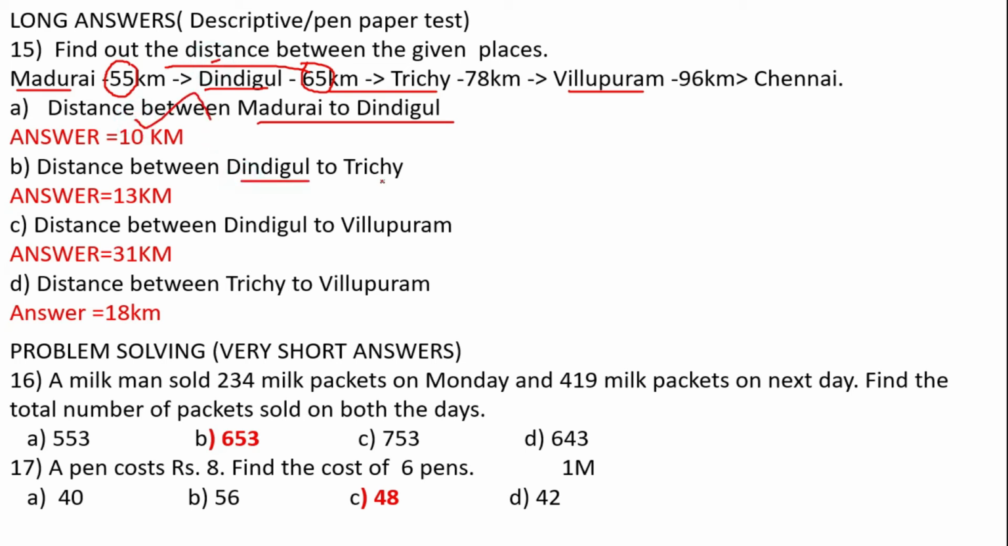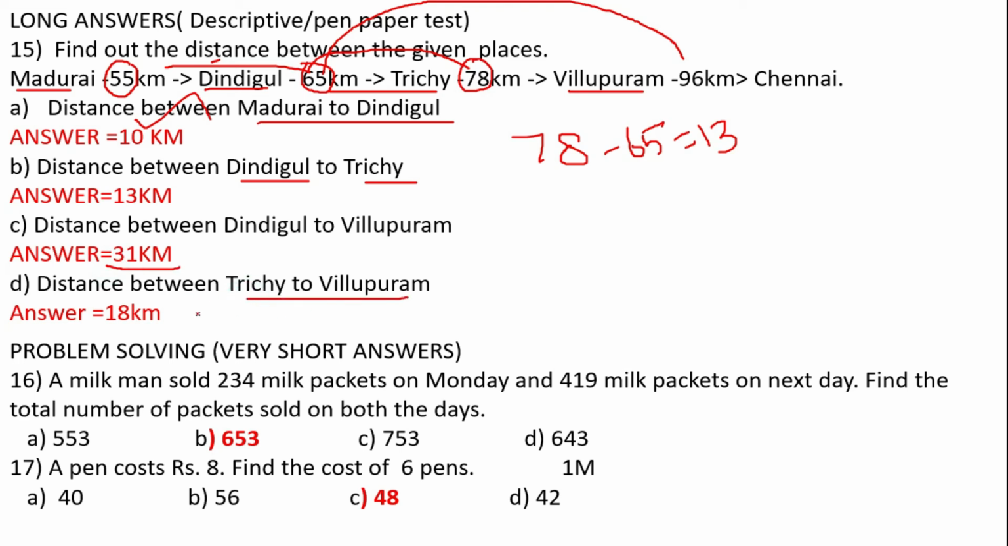Distance between Tindukal and Trichy, again Tindukal 65, Trichy 78. You subtract 78 minus 65. You will be getting 13 km. Distance between Tindukal to Viluppuram. So 65 and 96. If you subtract, you will be getting 31 km. Distance between Trichy to Viluppuram. If you subtract Viluppuram to Trichy, 18 km.